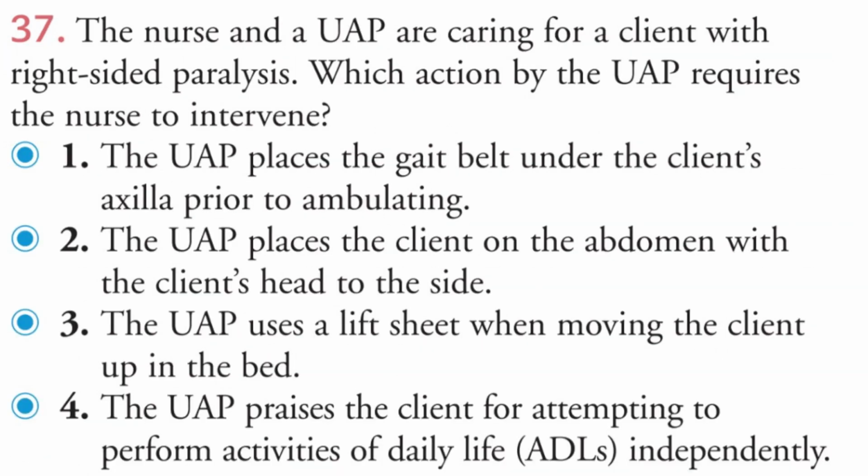37. The nurse and a UAP are caring for a client with right-sided paralysis. Which action by the UAP requires the nurse to intervene? 1. The UAP places the gait belt under the client's axilla prior to ambulating. 2. The UAP places the client on the abdomen with the client's head to the side. 3. The UAP uses a lift sheet when moving the client up in the bed. 4. The UAP praises the client for attempting to perform activities of daily life, ADLs, independently.